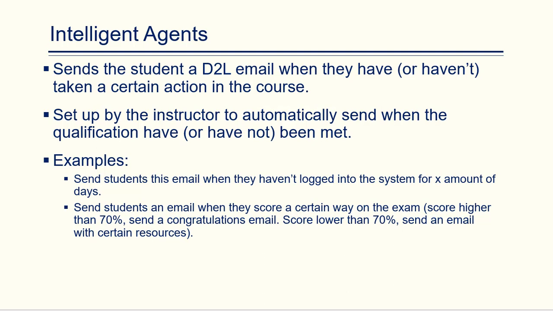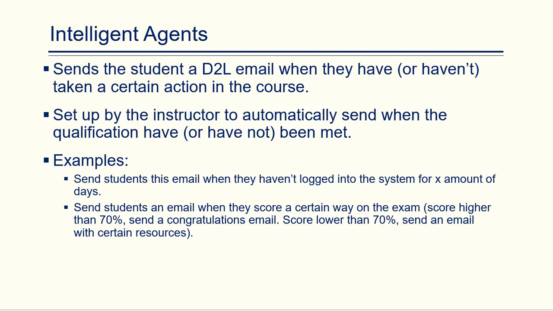This would be set up by the instructor to automatically run and send when the student has met a certain qualification or when the student has not met a certain qualification. And this can be used for logging into the system, logging into the course, or completing or not completing a certain activity in the course. So some examples might be that the intelligent agent auto runs and sends students an email when they haven't logged into the system for a certain amount of days. Maybe the teacher says if the student hasn't logged in 3 days, send them an email reminding them that they need to be logging in.